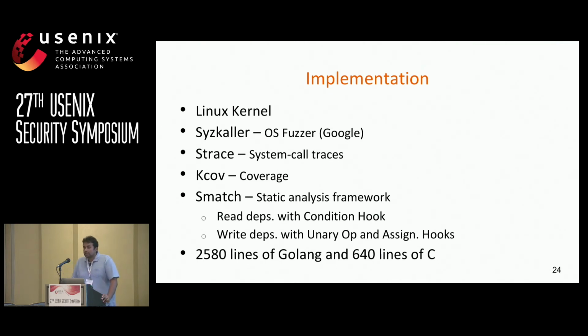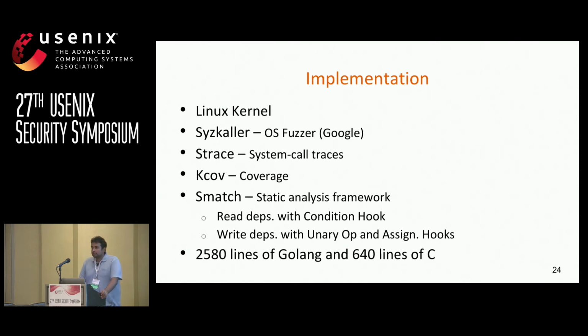We gather traces using strace, but we've also extended it to capture per system call code coverage using kcov. We track implicit dependencies using SMatch, a static analysis framework for the Linux kernel. We identify read dependencies using a condition hook and write dependencies using a unary op and assignment hooks. Most of our implementation is in Go with a little bit in C.